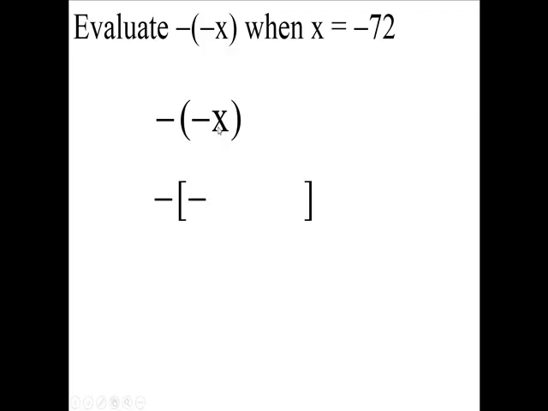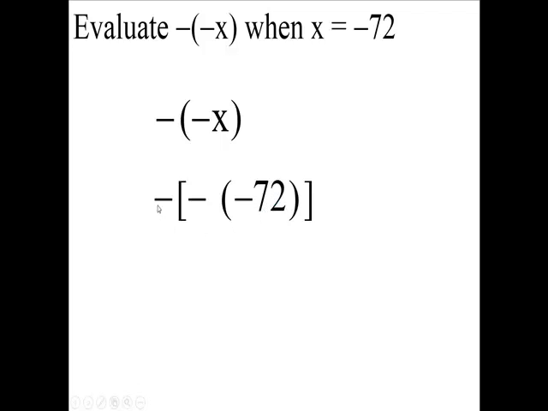Now all that's left is to write the what? Write the x, okay? We copied this. We used a bracket instead of parentheses. I copied this one down, and now I want to copy down what? X, where x is a negative 72. Okay, so this is x right here.